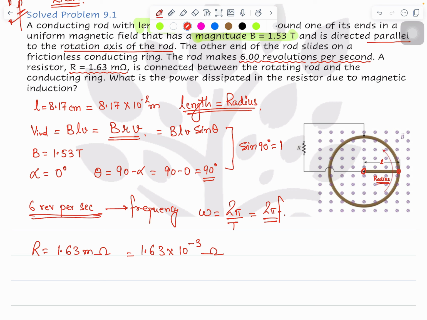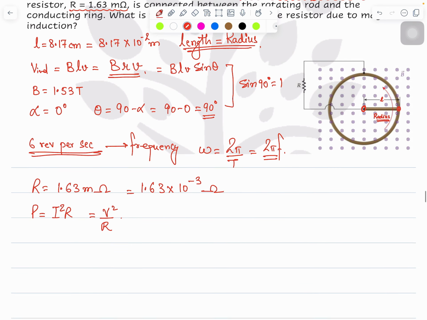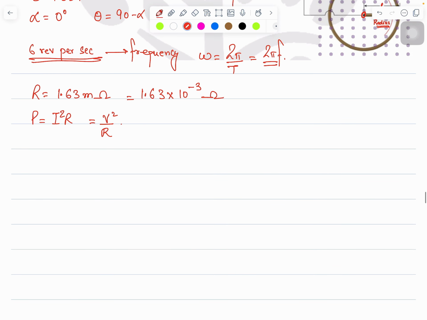Okay, is connected between the rotating rod and the conducting ring. Okay, there is a ring and it keeps on moving. What is the power dissipated? We need to find the power. We have I square R or V square over R. These are the two formulas due to magnetic induction. Clear, guys? Still here, understand? Okay, now the major thing we need to find out. We are looking for power. Yes or no?